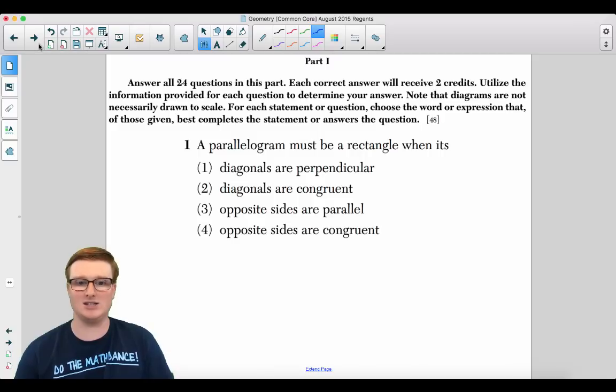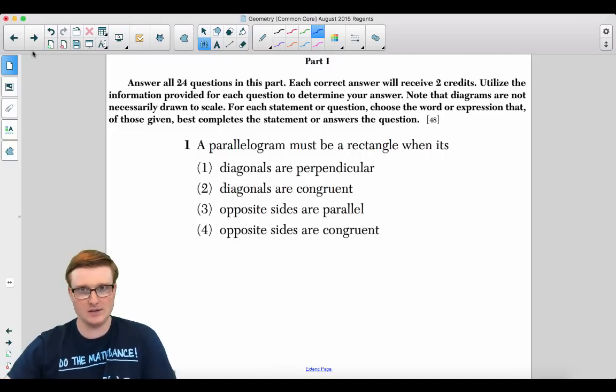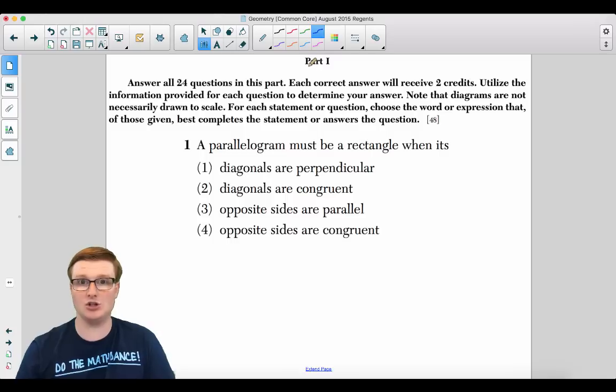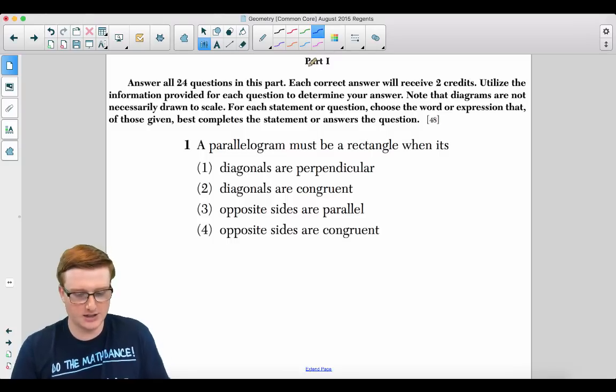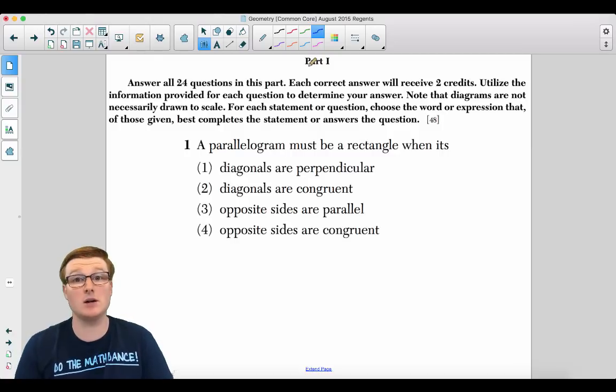Without further ado, let's get started. Once again, August 2015, questions 1 through 12 for the Geometry Common Core exam for New York State. Without further ado, here we go.